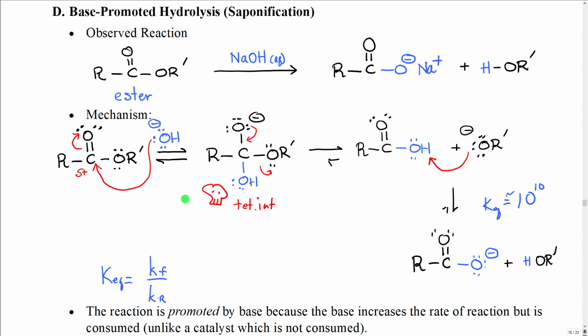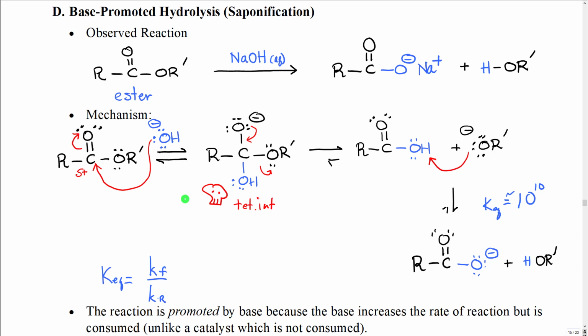We can also remove the OR prime group of an ester using aqueous base. This is called base-promoted hydrolysis, and we'll discuss why we use the term promoted instead of catalyzed a little bit later after we look at the mechanism. This also has a very old common name. It's called saponification, because this is actually the chemical reaction that is used to make soap.